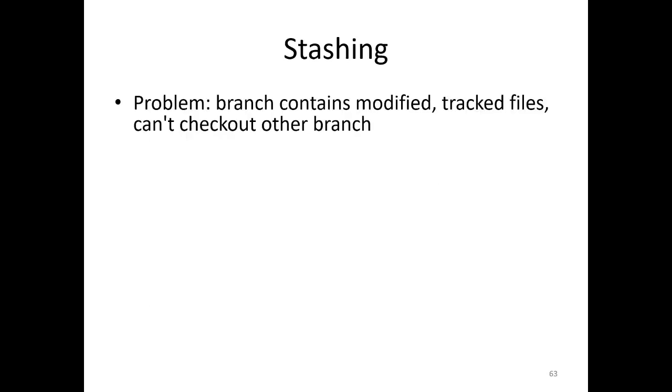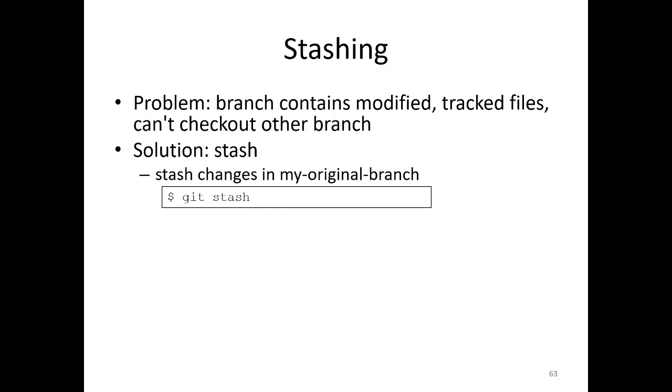So I already mentioned stashing. The problem is a branch contains modified tracked files and you don't want to commit them yet because you're not done, and you cannot check out another branch. Not even just to quickly view something in it, it's just not possible. Git is not going to let you do it because it would imply overwriting some of those modified tracked files. That means loss of information, and Git is going out of its way to avoid you losing information. So what can you do? Well, basically you can stash.